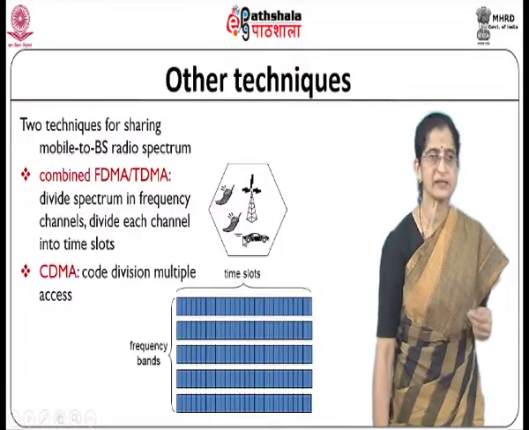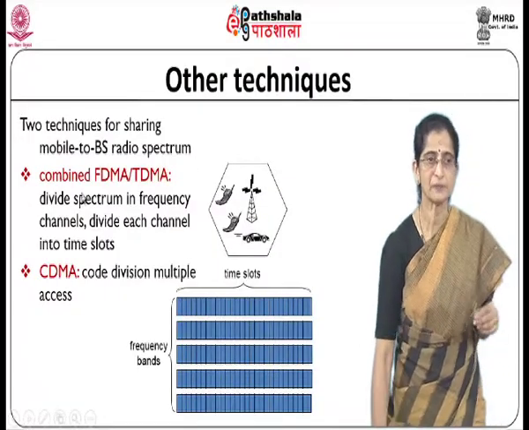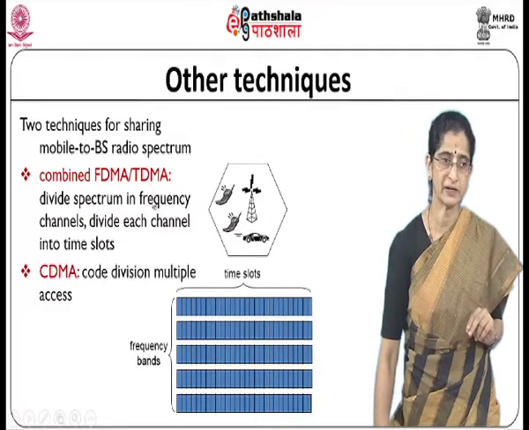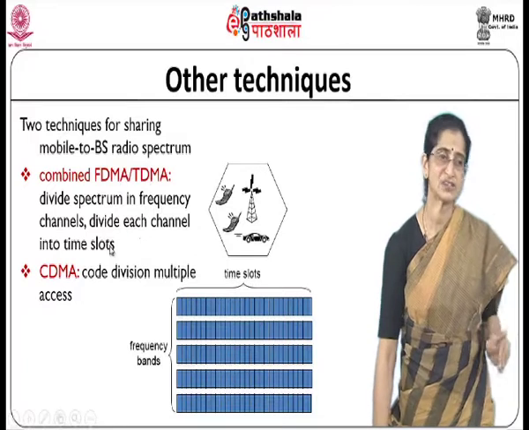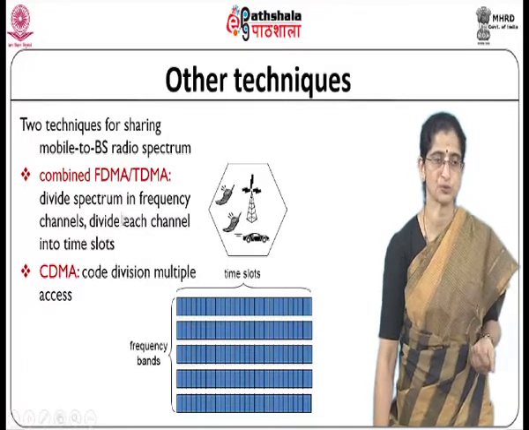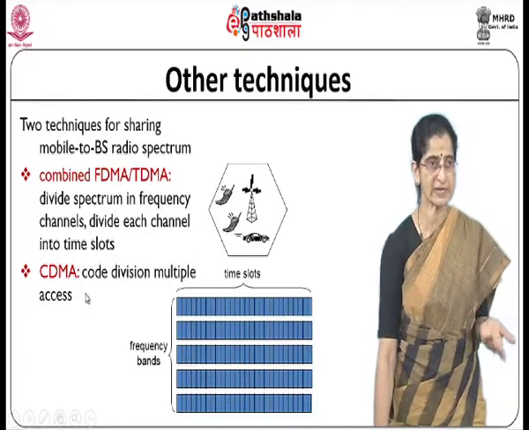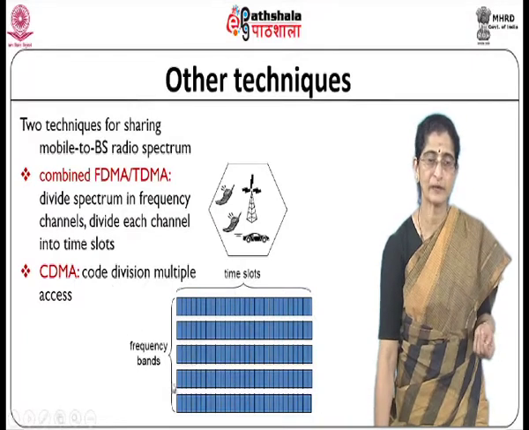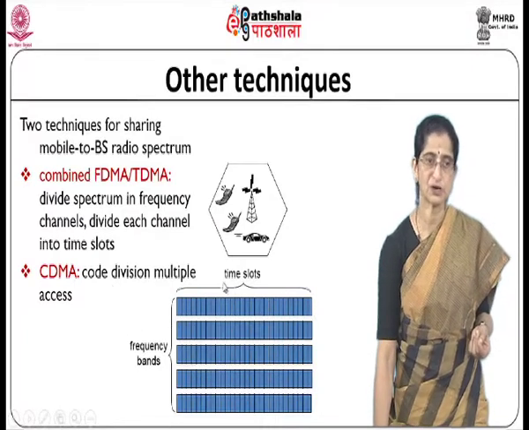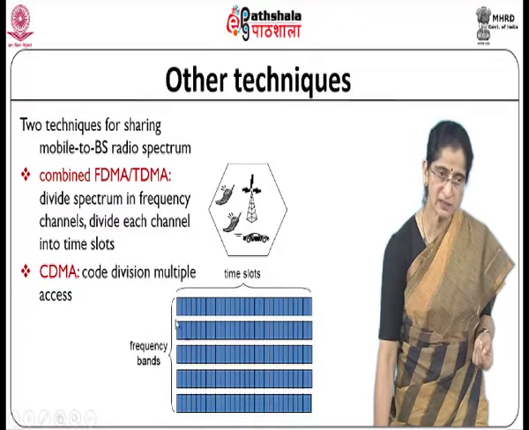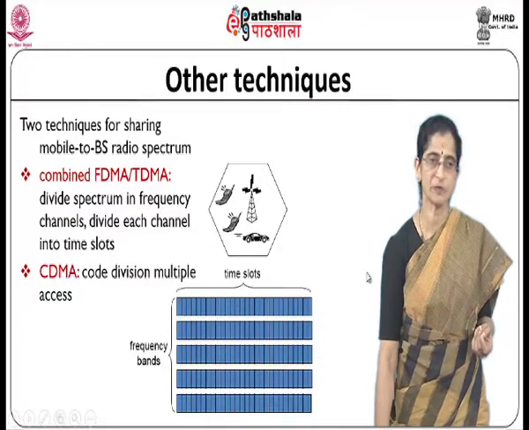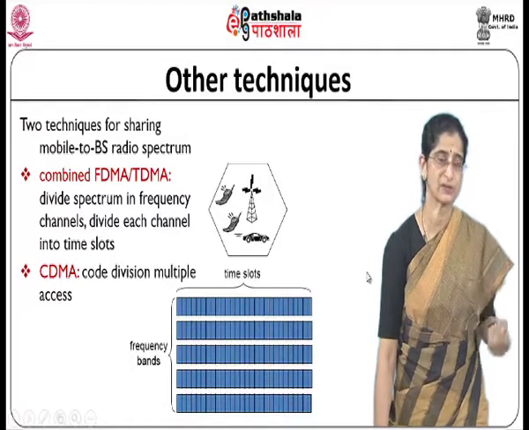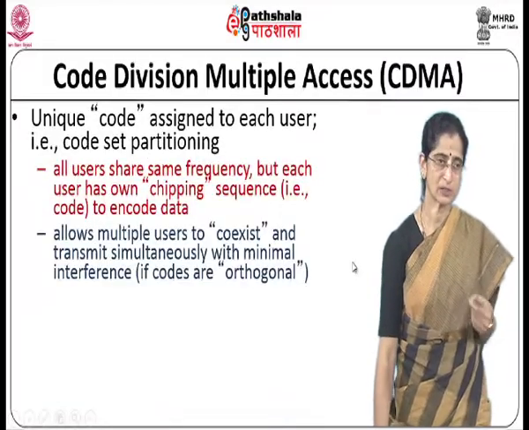Other techniques that are commonly used are a combination of FDMA and TDMA. That is, you divide the spectrum into frequency channels and then divide each channel into time slots. This is commonly used. Another one that is used is CDMA, code division multiple access, where you have frequency slots and time slots, and the entire slots will be used up by the different channels using different codes. So let's look at this CDMA.